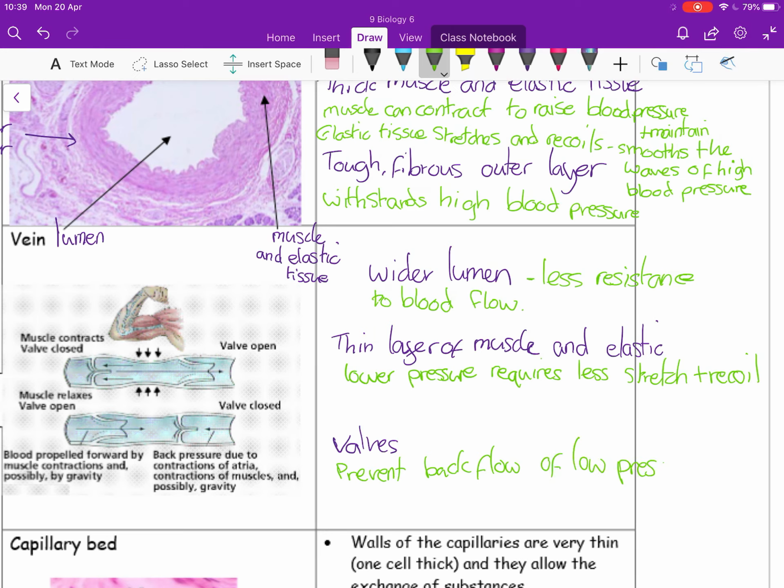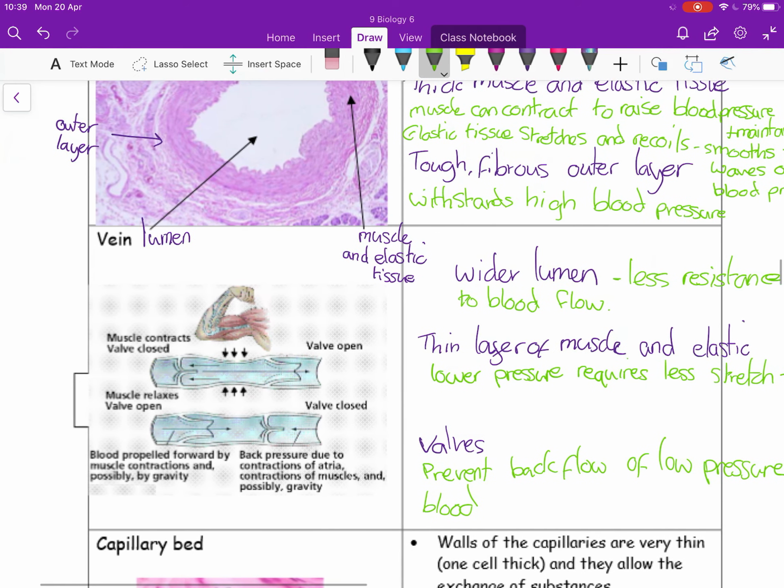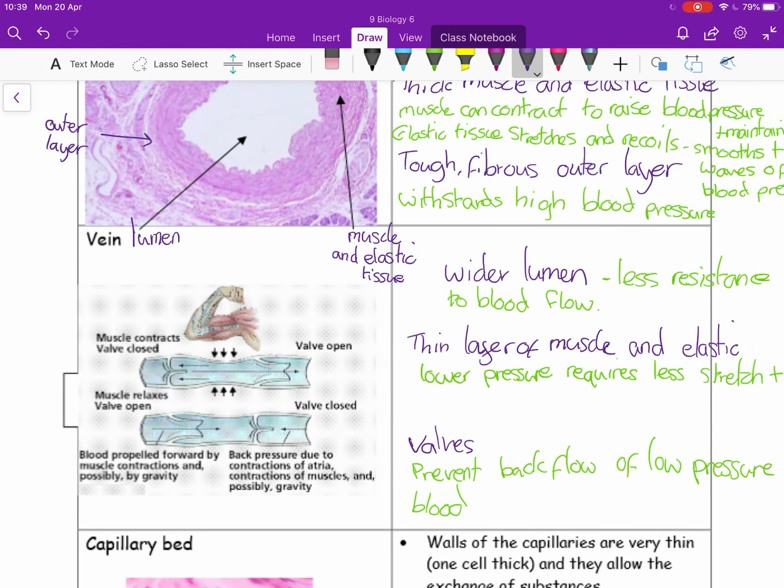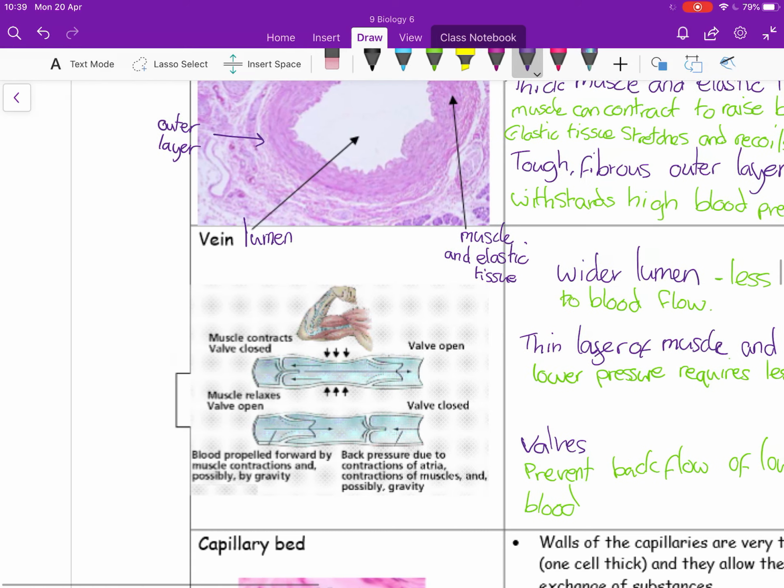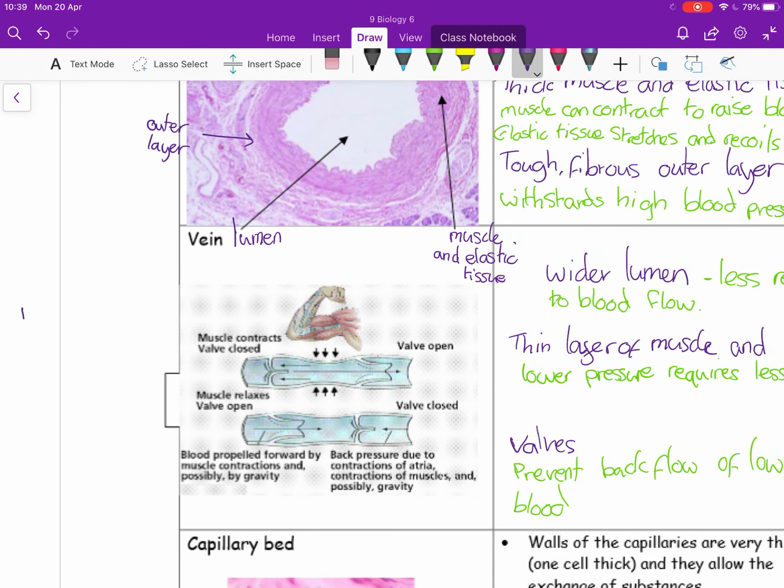And then lastly on this section, the big thing about the valves is preventing backflow of blood. Because the pressure is very low, you don't have high pressure carrying the blood through the blood vessels. In an artery, the blood flows from where there's a higher pressure to where there's a slightly lower pressure, and that keeps pushing the blood through the arteries. You don't really have that in a vein because the pressure is so low, so you need to be able to stop the blood from flowing back the wrong way.